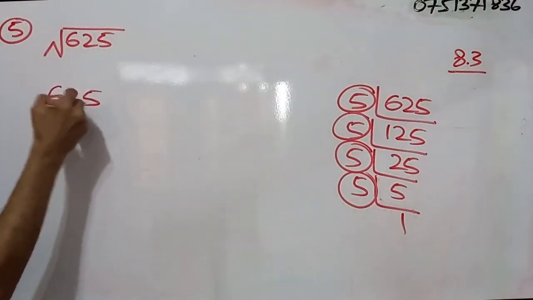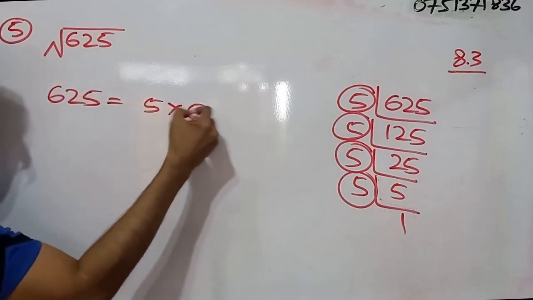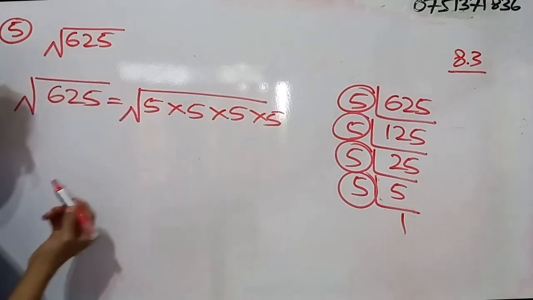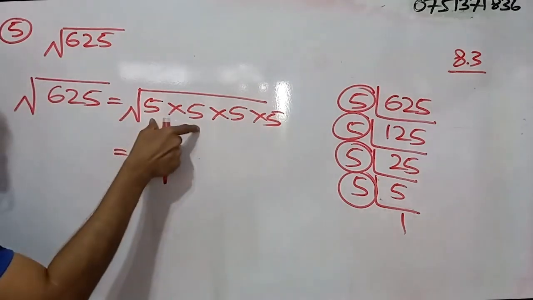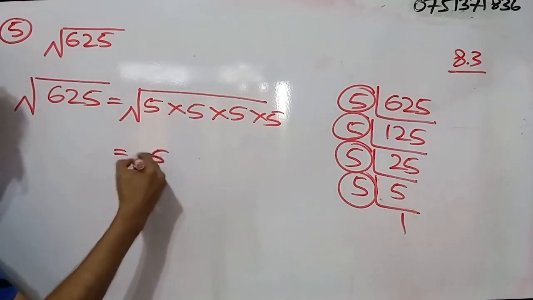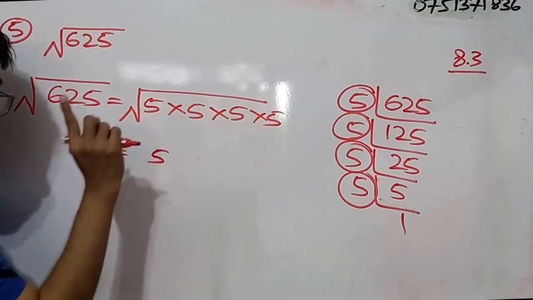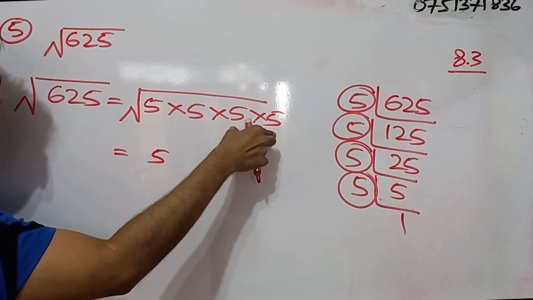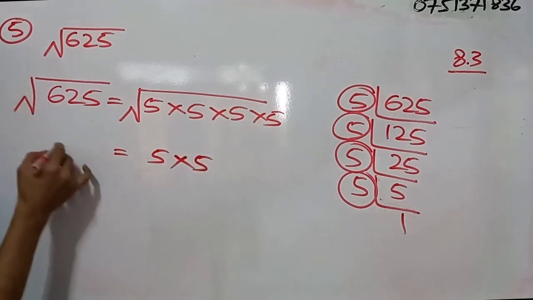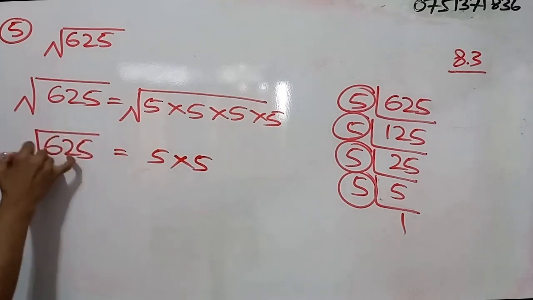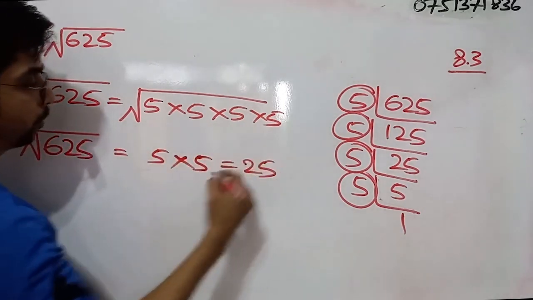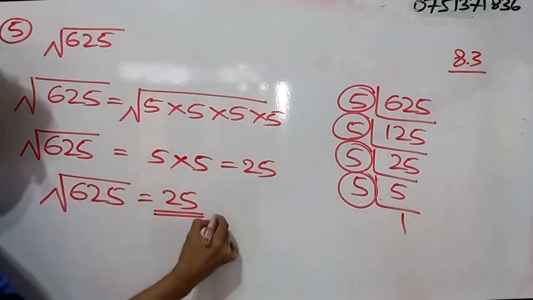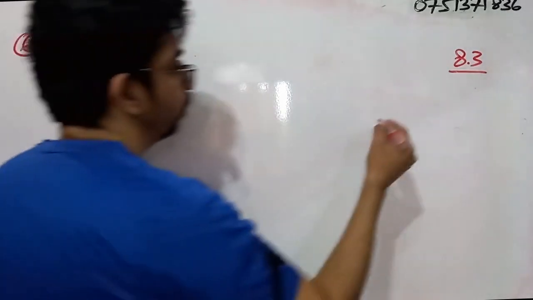So 625, that is equal to what? 5 into 5 into 5 into 5. So we have to take the square root, right? So here we have what? 2 pairs of 5s, so I can take one. Another, here we have a pair of 5s, so I can take a 1. Here, another pair of 5s, I can take a 1. Right? So the square root of 625, that is equal to what? 25. Square root of 484.